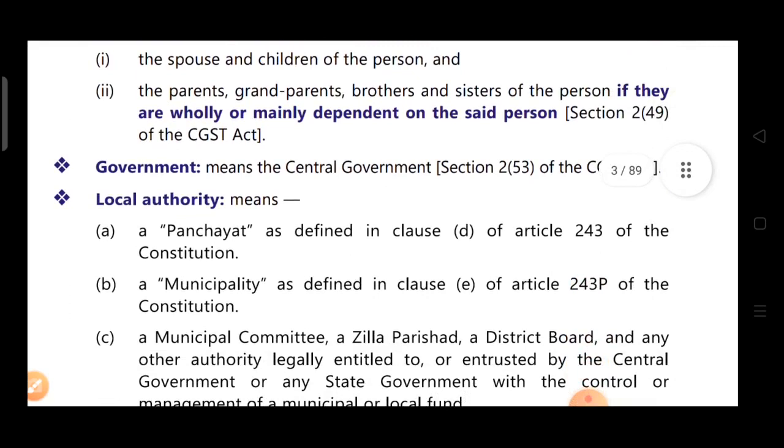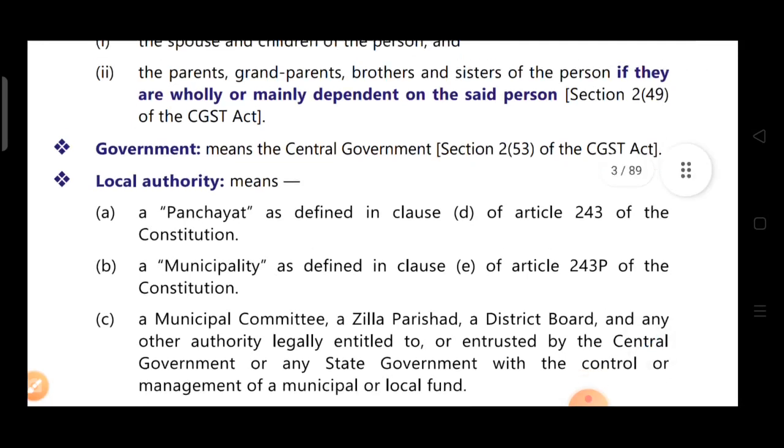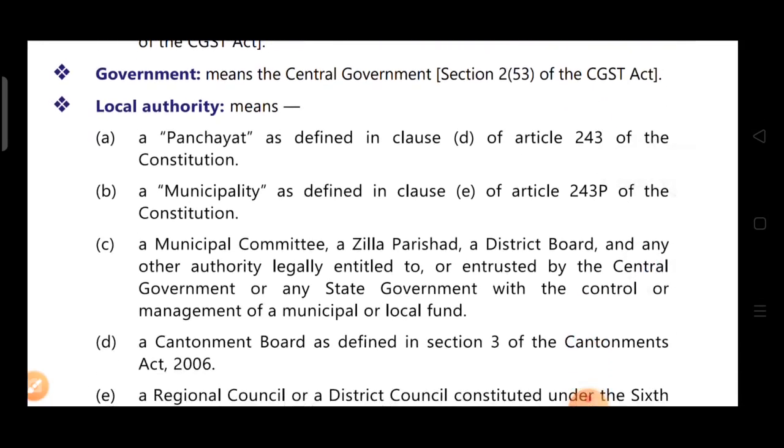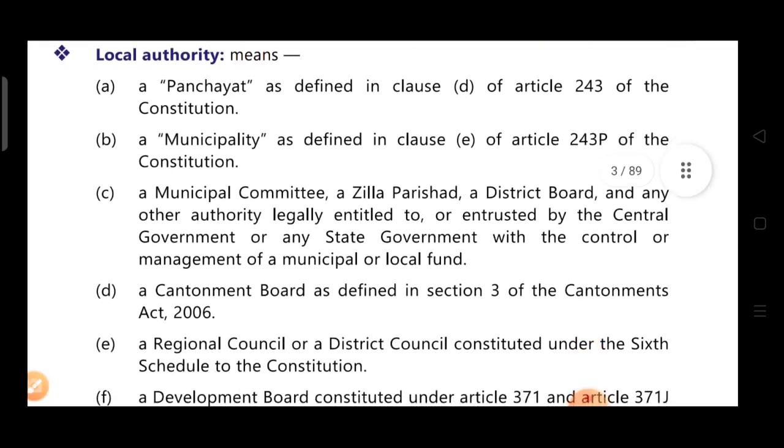Now government. Government means central government as defined in section 2 subsection 53 of the CGST Act. Local authority. Local authority means a panchayat as defined in clause D of article 243 of the Constitution, a municipality as defined in clause E of article 243P of the Constitution, a municipal committee, Zilla Parishad, a district board, and any authority legally entitled to or entrusted by the central government or by any state government with the control or management of a municipal or local fund. So municipal committee, Zilla Parishad are all included in local authority.